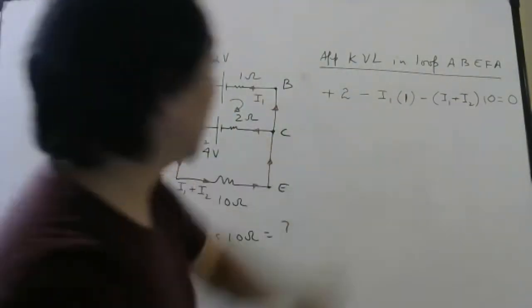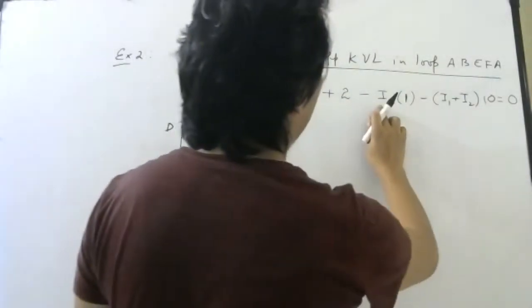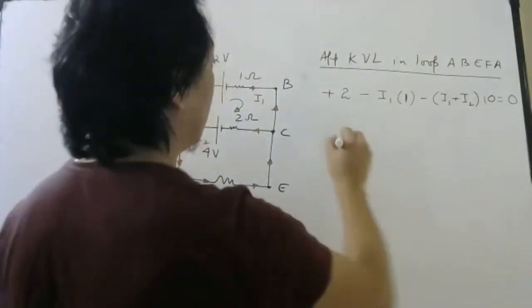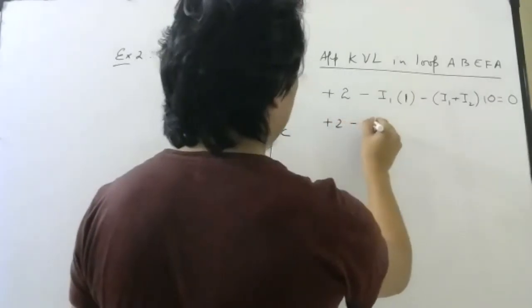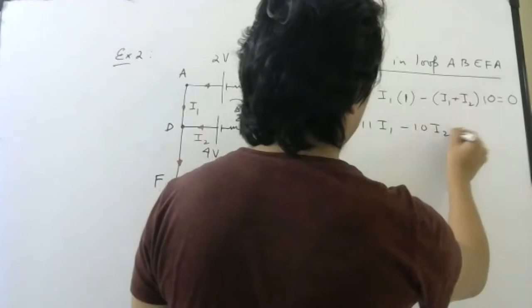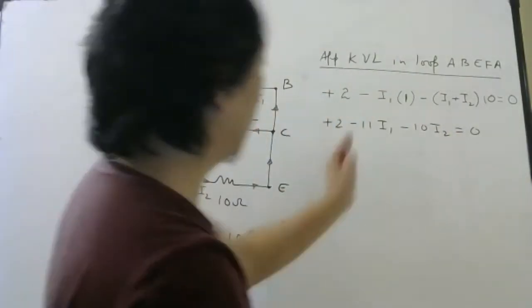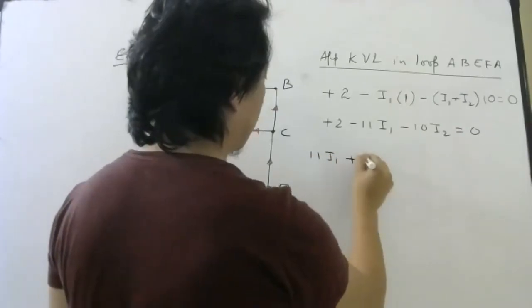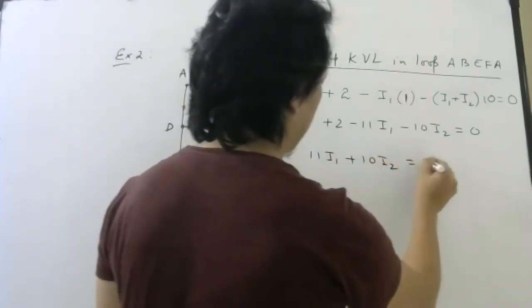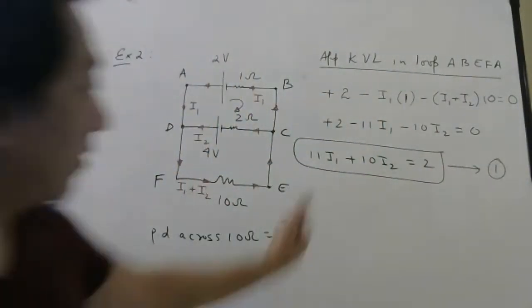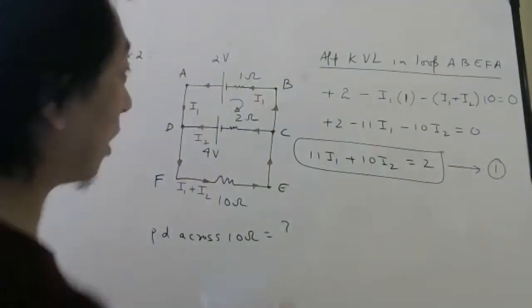Okay. Simplify. So this will be minus I1, minus 10 I1, minus 11 I1. So plus 2 minus 11 I1 and minus 10 I2. That will be equal to 0. Take this to that side. So 11 I1 plus 10 I2 should be equal to 2. My first equation. I cannot simplify this more. So I will write equation 1. Now I need one more equation.